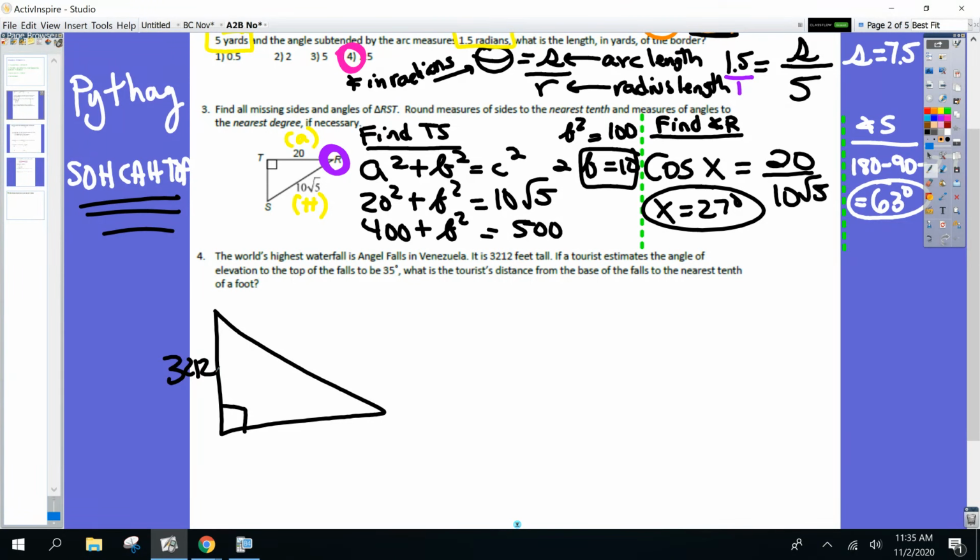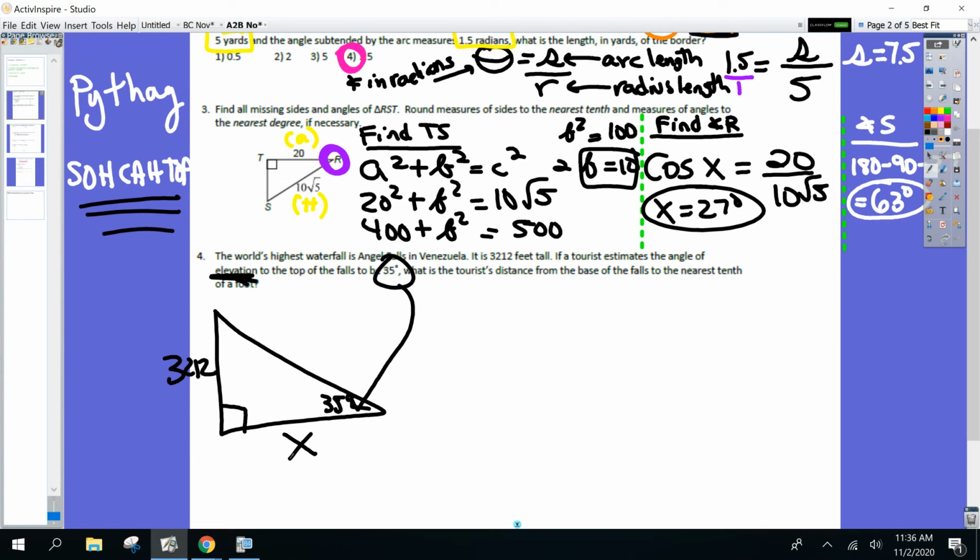Angle of elevation is 35. If you missed Friday, we also went over this. Angle of elevation, ground looking up, 35 degrees. Okay, always right there, ground looking up. What's his distance from the base of the falls to the nearest tenth of a foot? Do we know what side we're looking for here? Distance from the base, the bottom base of the falls, to the nearest tenth. So bottom, base, here you go.